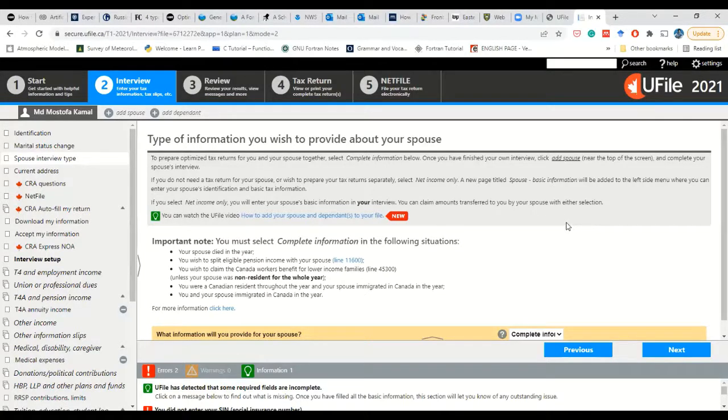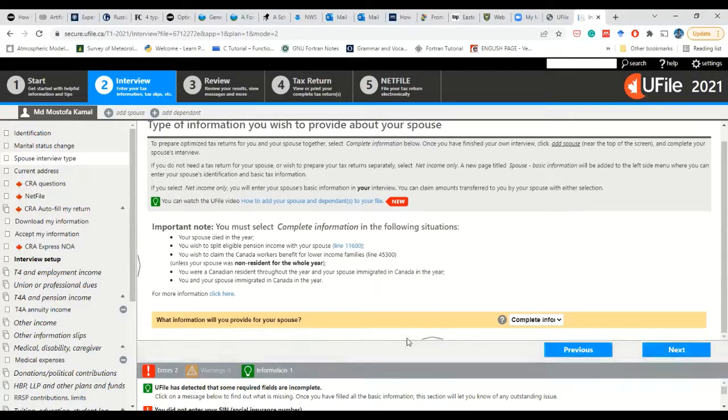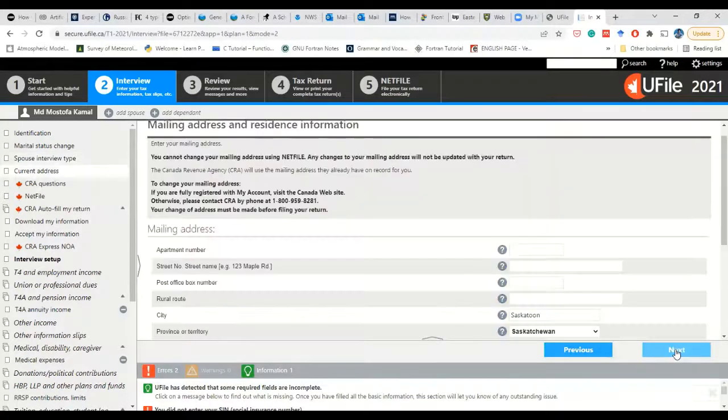Again, please don't be afraid of putting all the information this form asks, because, as I said, it is Canada Revenue Agency approved software. So these are fully secured. Feel free to, but again, it is up to you. If you decided not to, then it is up to you. But for me, I've been submitting my tax return every year, and I had no issues until now. So as I said, if you are married, you say complete information, and then next.